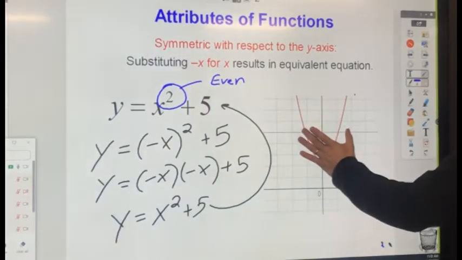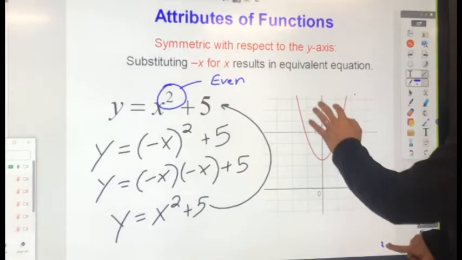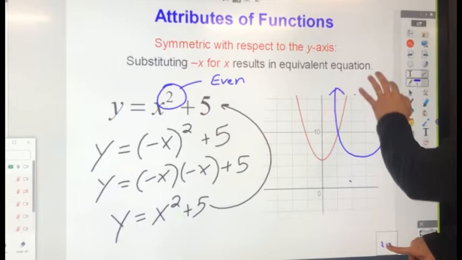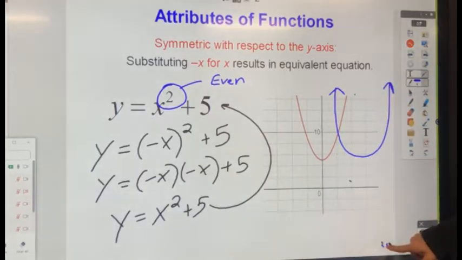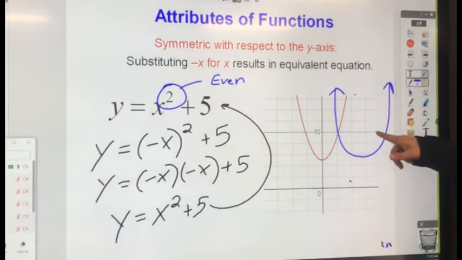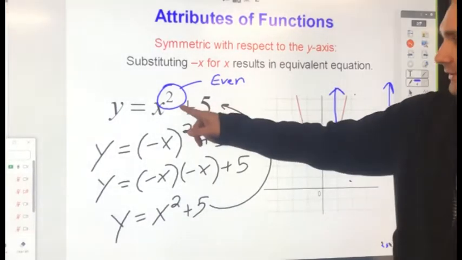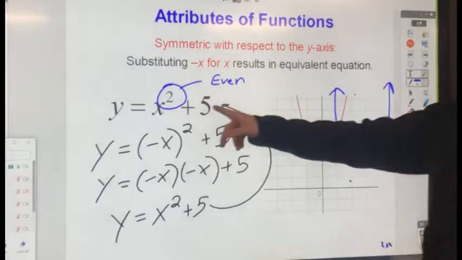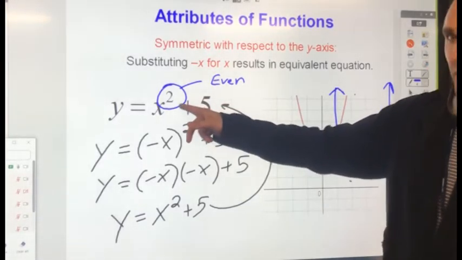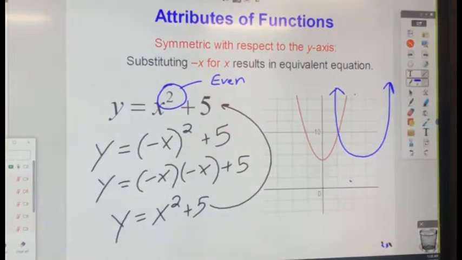Because I can shift this graph to the right, put it here. Tell me, is this symmetrical on the y? No. It's still even because it has an even power, but it's not symmetrical. So don't take this as a guarantee, just as a quick, okay, I'm looking for y symmetry, maybe. I would definitely graph it or test algebraically.